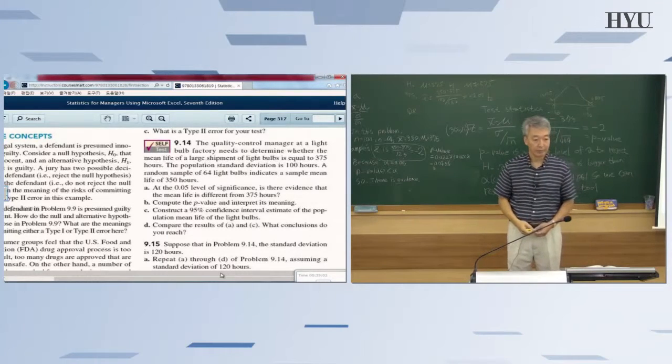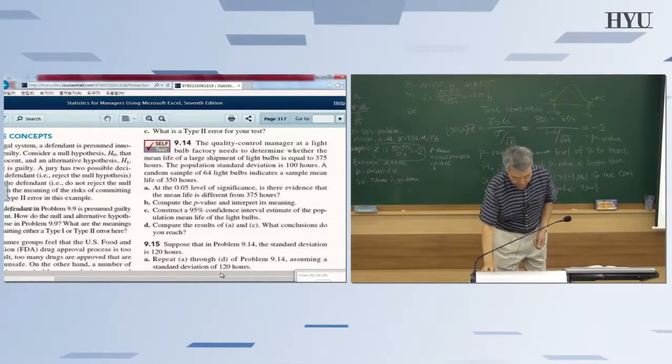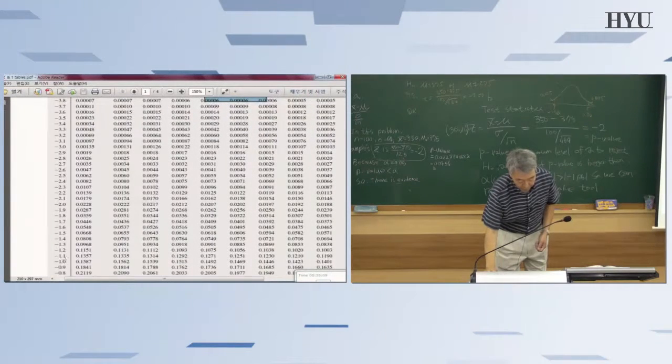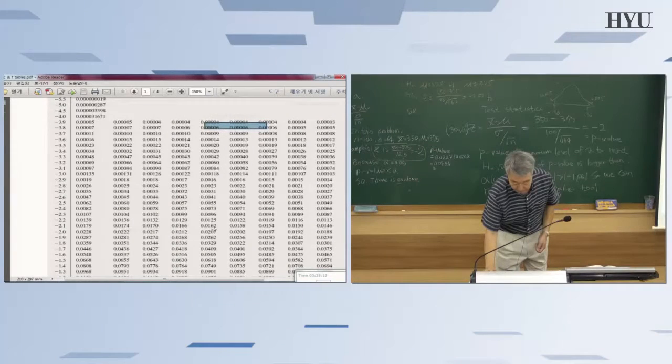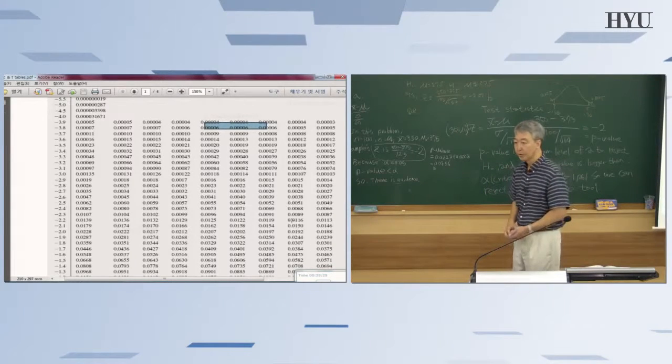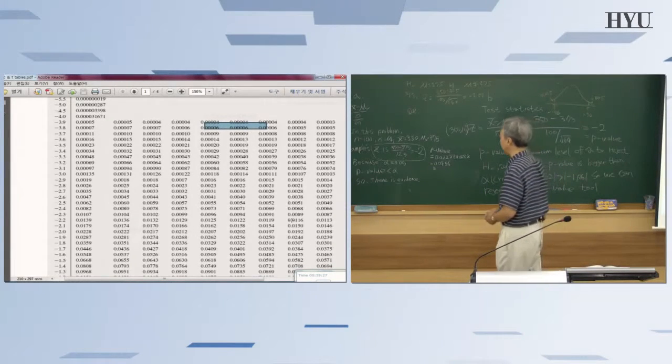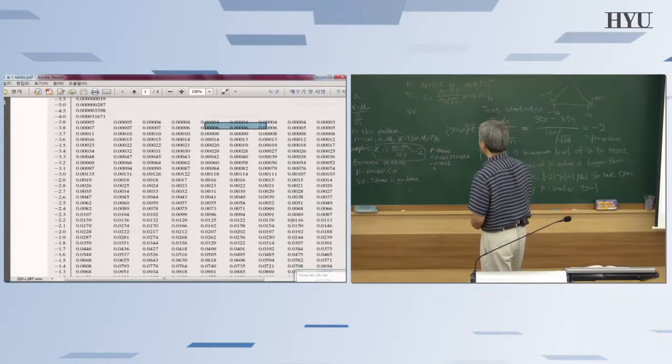And from the previous examples, or you can go to the Z table and actually look for 0.025 right here, and you find out that's negative 1.96. That's how you use the Z table to locate the critical value.